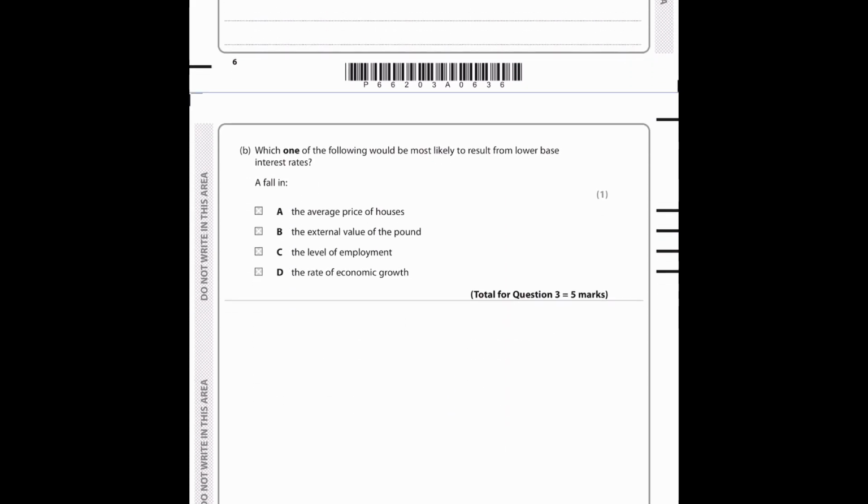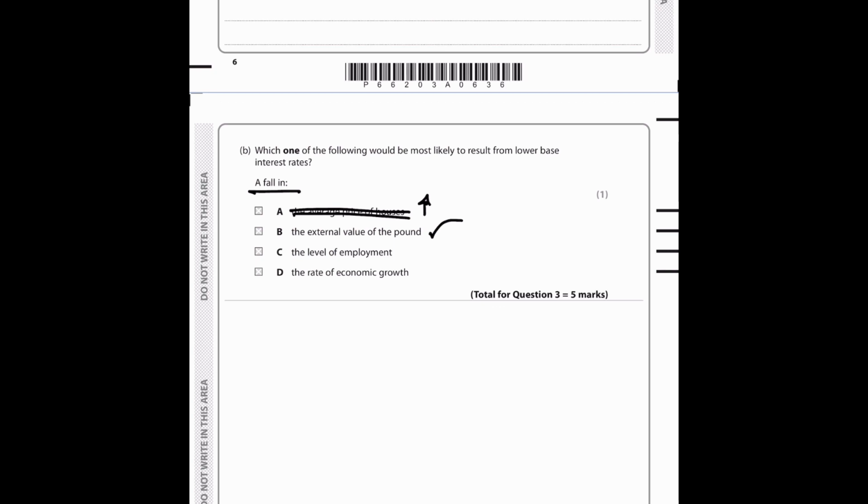Which one of the following would be most likely to result from the lower base interest rate? Ooh, good question. Okay, which one would be most likely to fall? Okay, so actually this is incorrect because house prices would likely increase because more households or more consumers would be buying houses, they'd be cheaper to get a mortgage for. Lower base rate, the external value of the pound. This could be true.